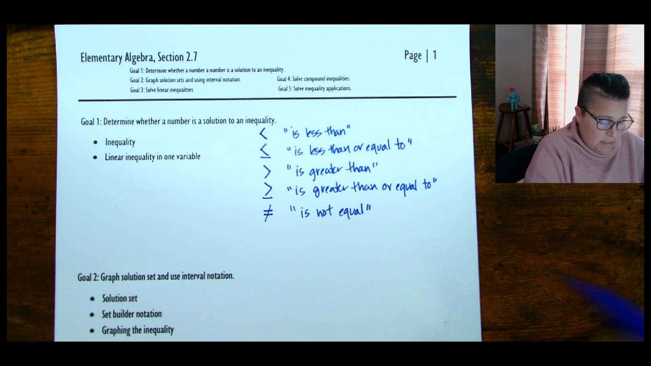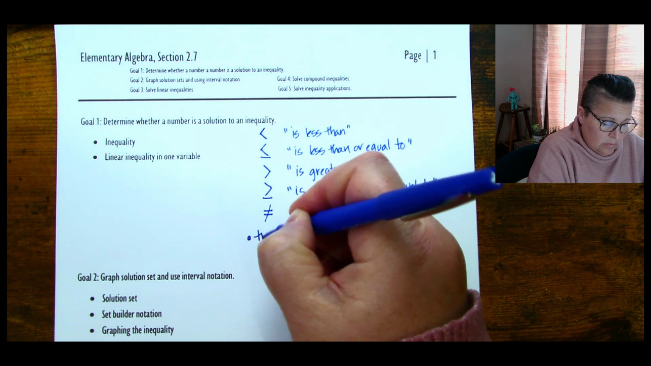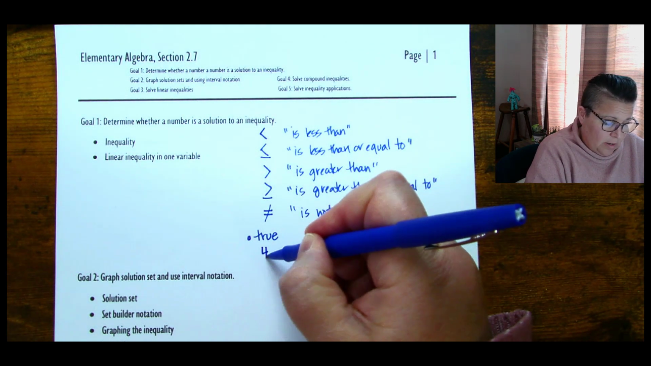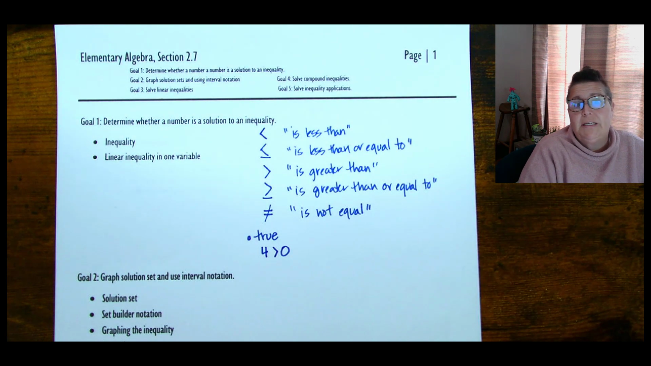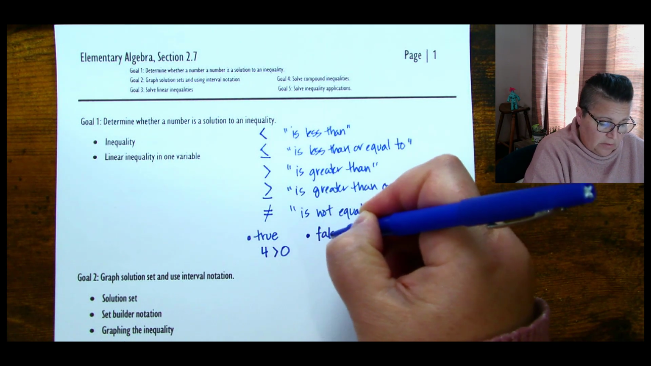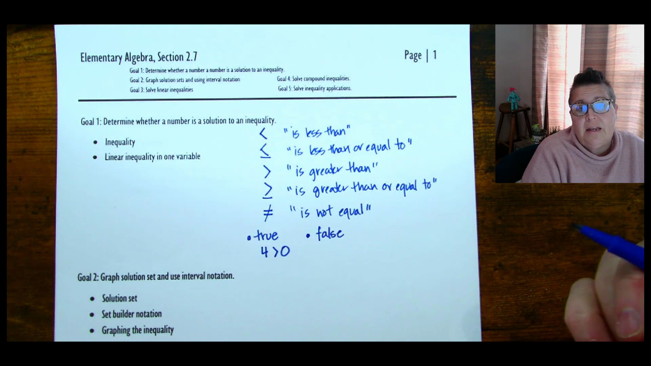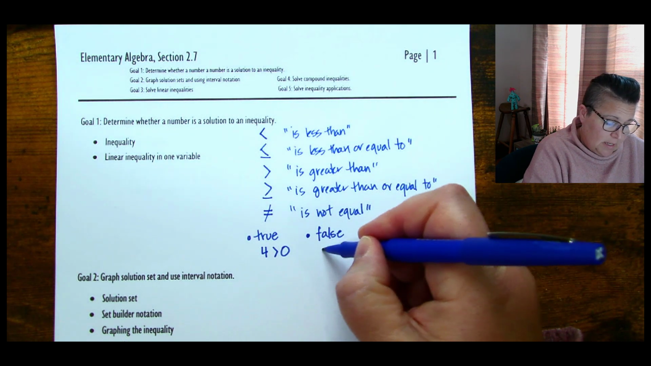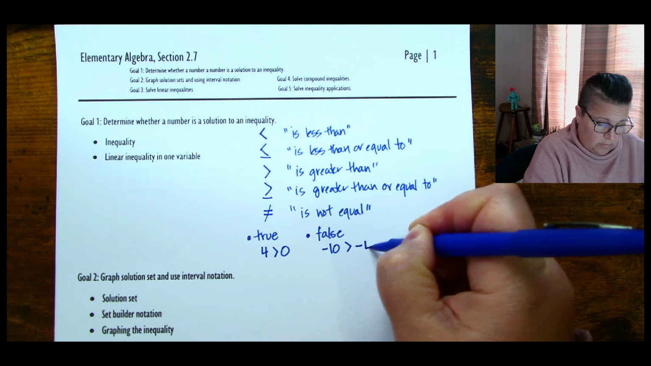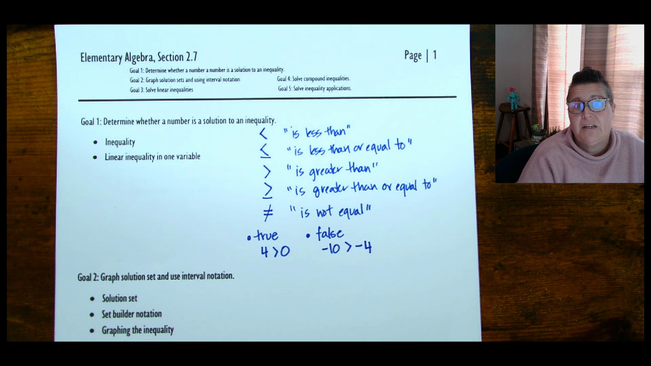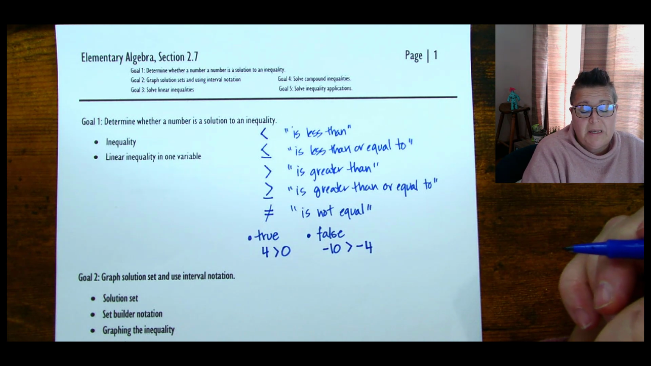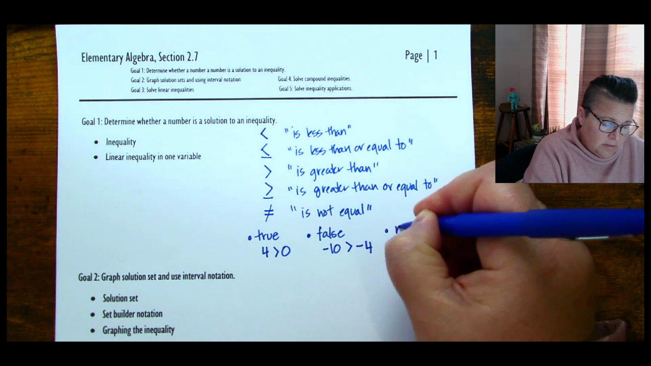Inequality statements can be true, such as something like 4 is greater than 0. This is a true statement. They can also be false. And a false statement would look something like -10 is bigger than -4. That's not true. -10 is smaller than -4. So -10 is greater than -4 would be a false statement. They can also be neither.